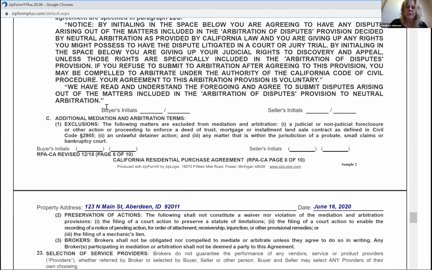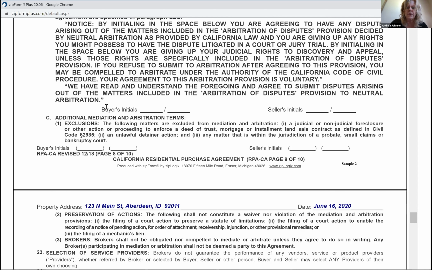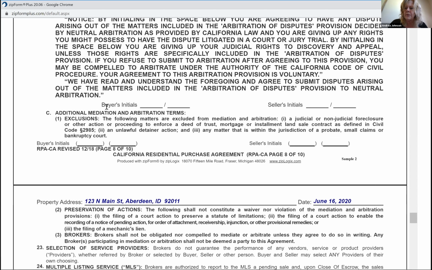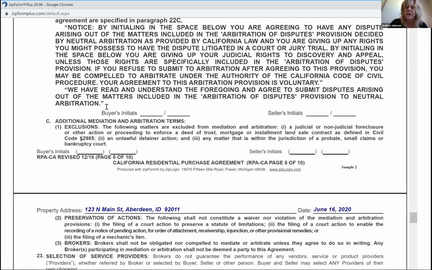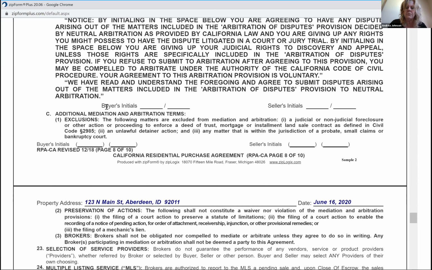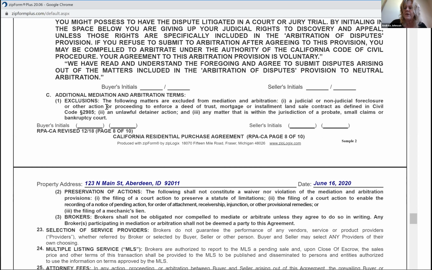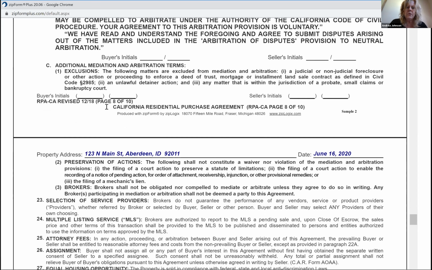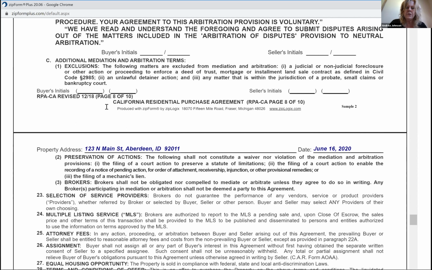You may be compelled to arbitrate under the authority of the California Code of Civil Procedure. Your agreement to this arbitration provision is voluntary. So once you initial it voluntarily, you are then compelled to use arbitration if mediation does not result in a satisfactory resolution. Okay. So this is additional mediation and arbitration terms.